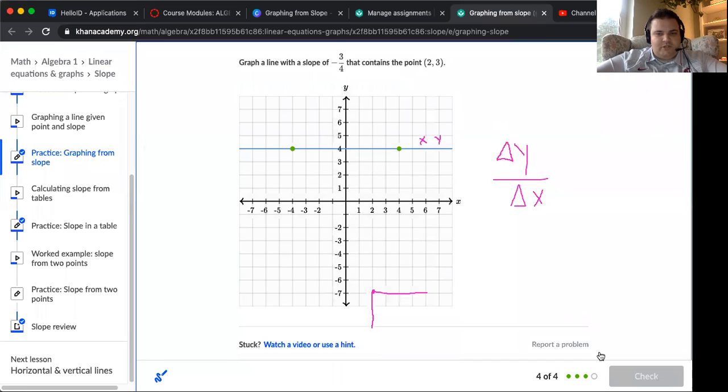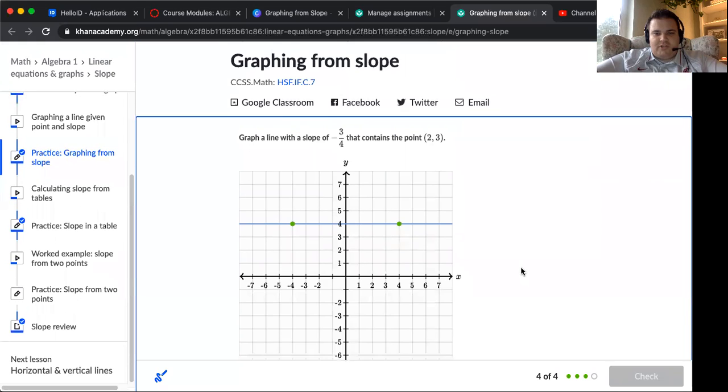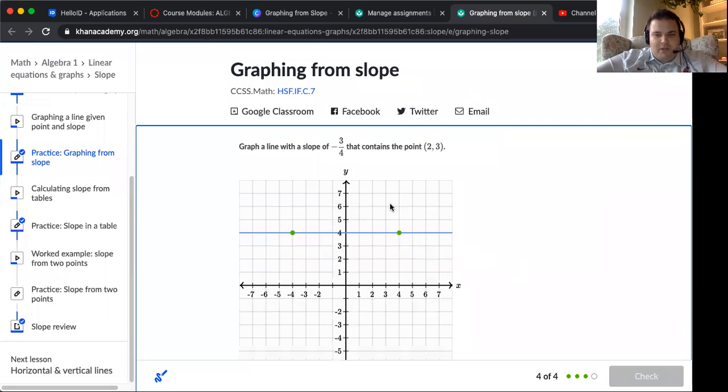Let's hit next question and clear off all my scratch work here. We're just doing change in Y over change in X and then some sort of starting point. So this one starts at (2, 3) and it has a slope of -3/4. So we're going to go down 3. 1, 2, 3. That's on the x-axis. We're going to go right 4.